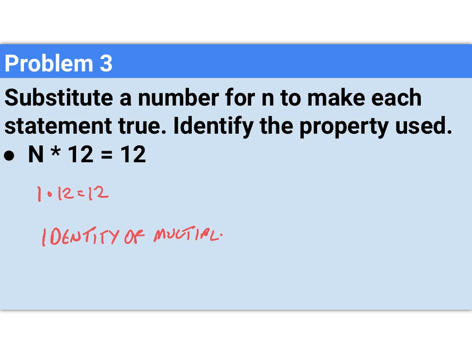Which states that any number times 1 is the same number. There is an identity property of addition, but we're not dealing with that. We are going to be using the identity property of multiplication. And why do we use that?